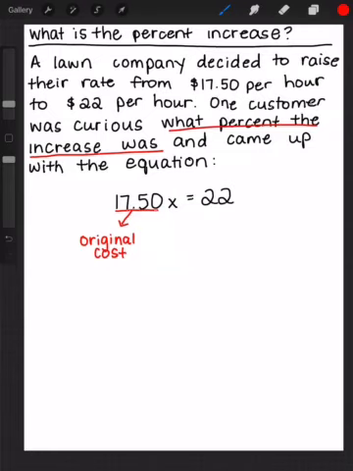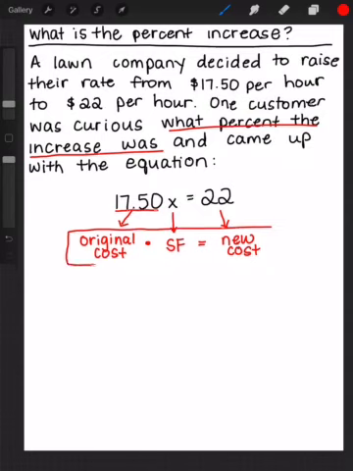The next part is going to be your scale factor. It's what you are multiplying by to change your original cost. You're taking the original cost and multiplying it times some number to scale it either up or down. Then we have equals our new cost. This is always going to be the layout of the equation: your original times your scale factor equals your new.